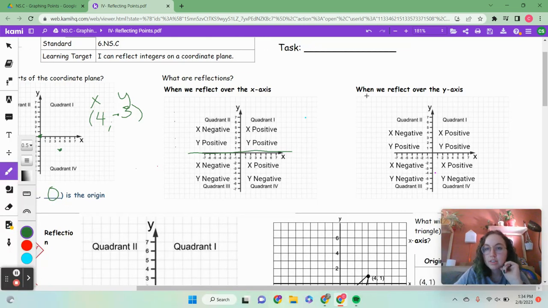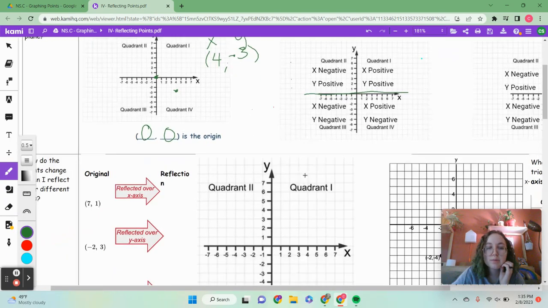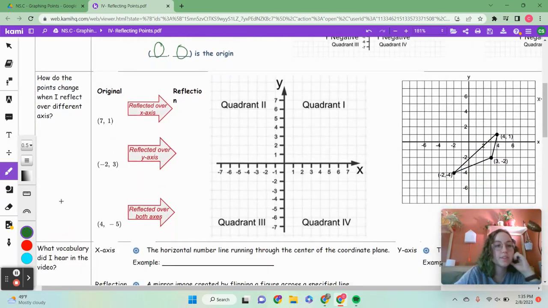Similar thing if we reflect something over the y-axis, our vertical axis right here. That flips it horizontally. If it's on the left side of the axis, it flips to the right. If it's on the right side of the axis, it flips to the left. What changes there? Well, when we're flipping from right to left or left to right, the y's stay the same. On the top, the y's are both positive. On the bottom, the y's are both negative. So it's the x-coordinate that changes its sign. Let's talk about what we mean by that with some points.